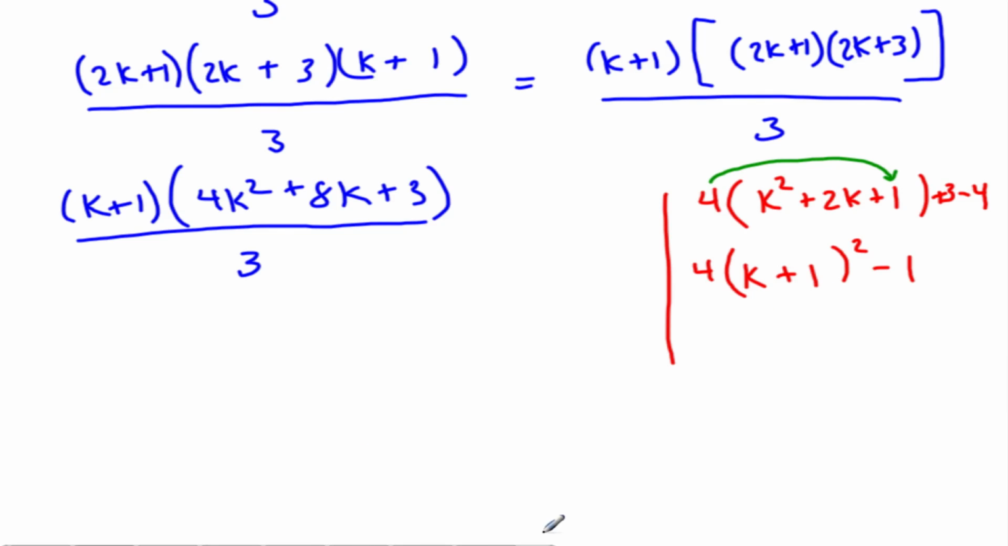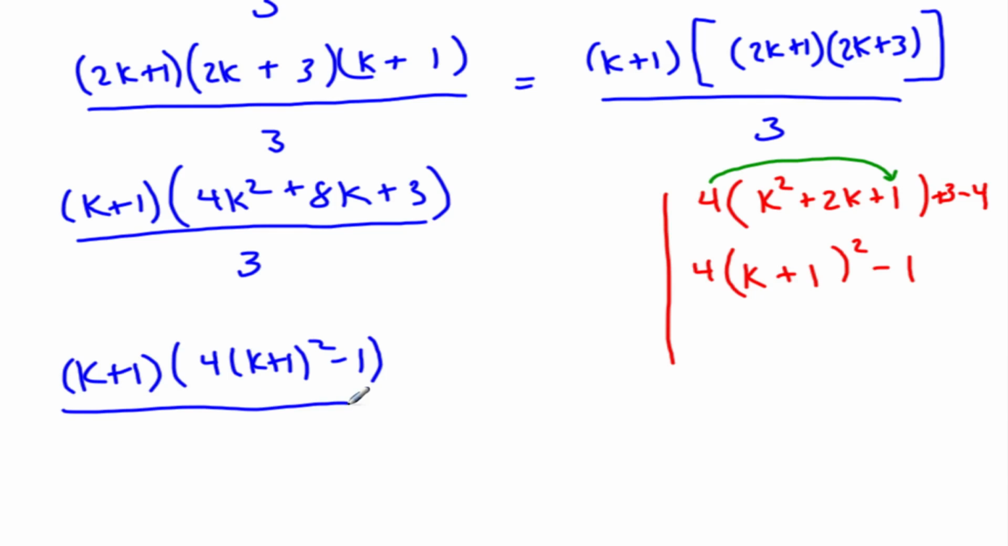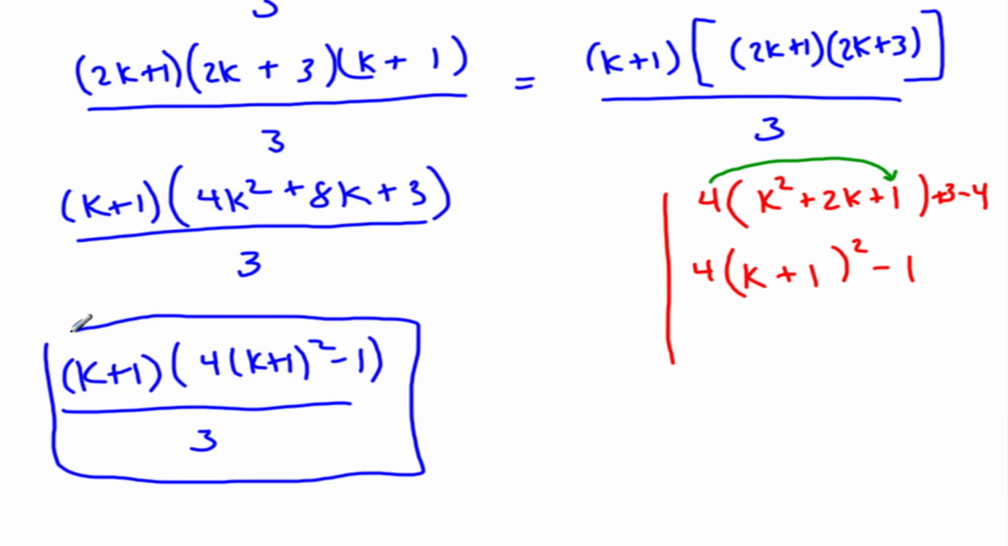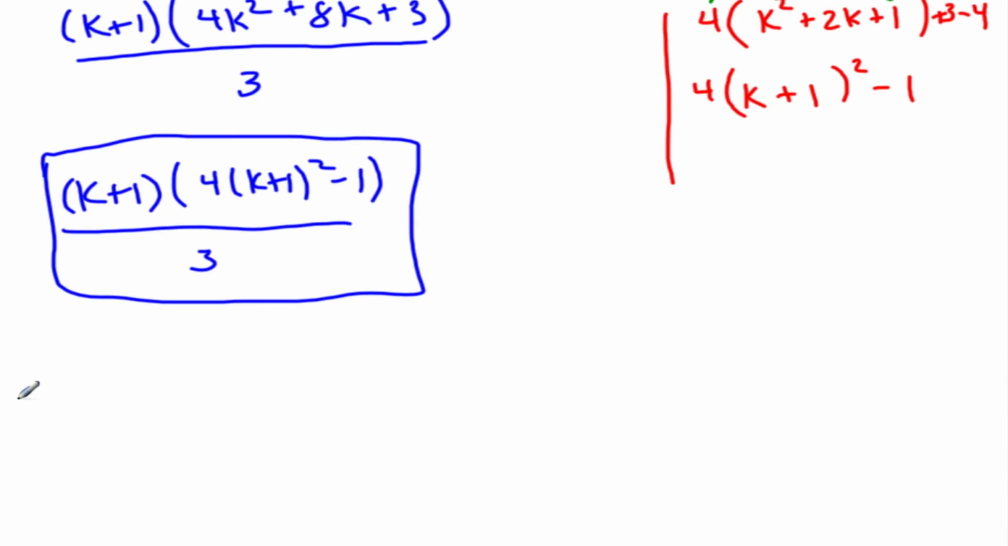So going back to our problem, we have k plus 1, 4k plus 1 squared minus 1 all over 3, which, as you can now recognize, was our goal the whole time. And lastly, you need to summarize your steps. I'll do this time. I usually don't do this, but because it takes so long to write out on this board, but I'll do it this time.